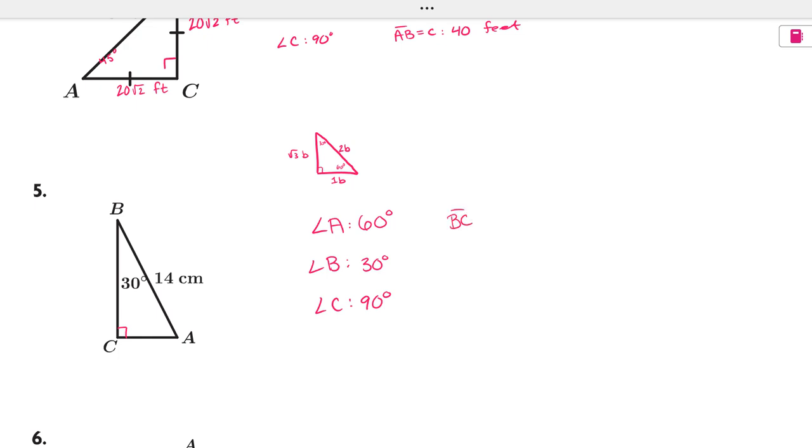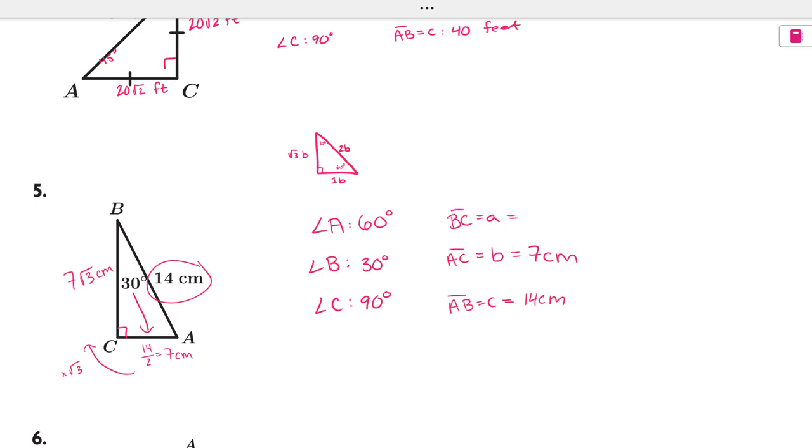Okay, so side A, side B, and side C. So we're already told side C is 14 centimeters, so we have the hypotenuse, which means the side across from 30 is half of 14, right? 14 over 2, which gives us 7 centimeters, and that's in the spot where B is. That's AC. So then we take this and we multiply by square root 3, which gives us 7 square root 3 centimeters.